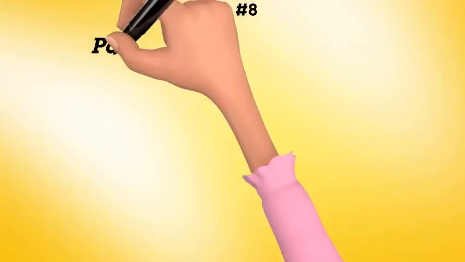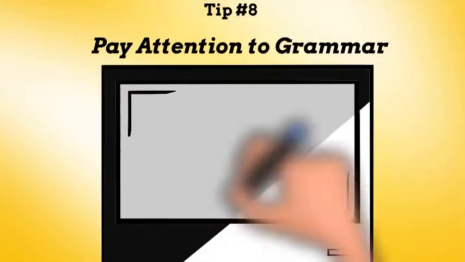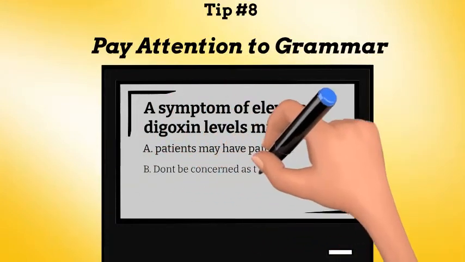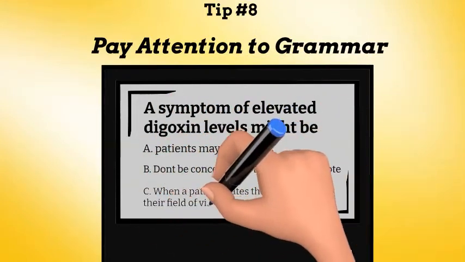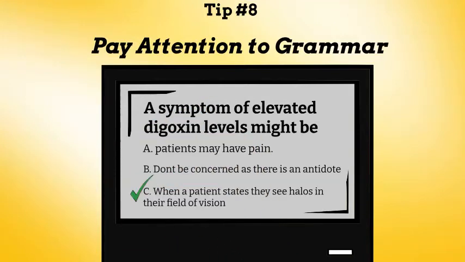Tip number 8, pay attention to grammar. Watch for grammatical inconsistencies. Subjects and verbs should agree. And if the question is an incomplete sentence, then the correct answer should complete the sentence in a grammatically correct way. You can eliminate the answers that don't.